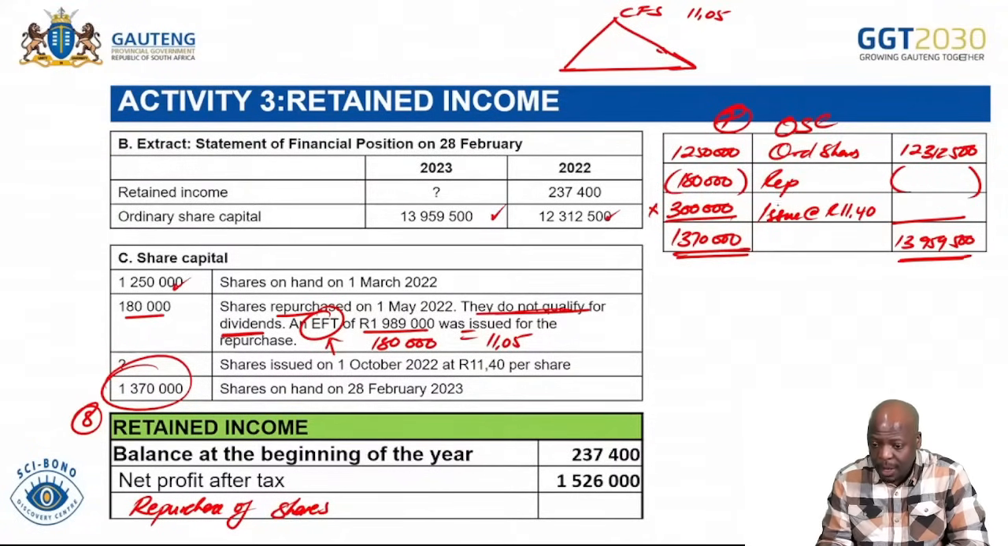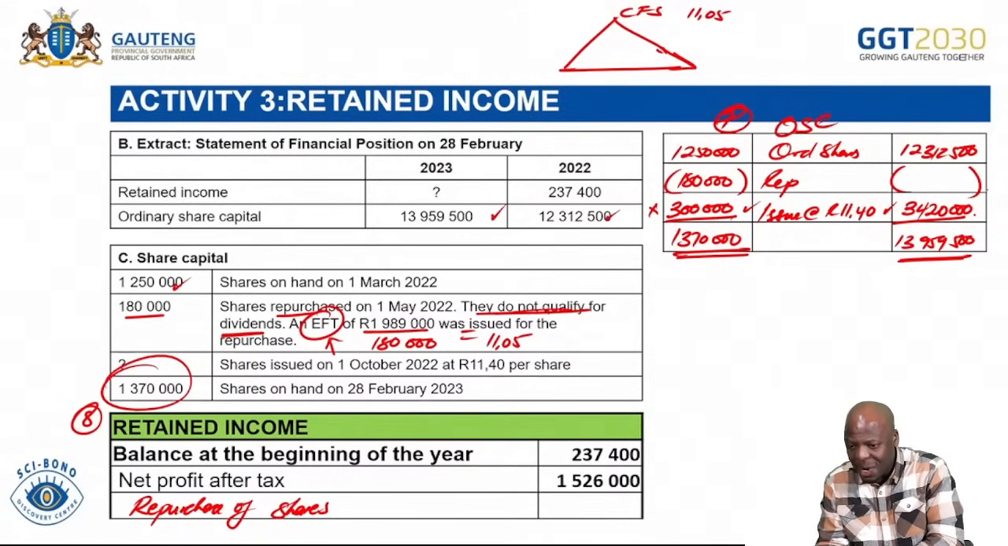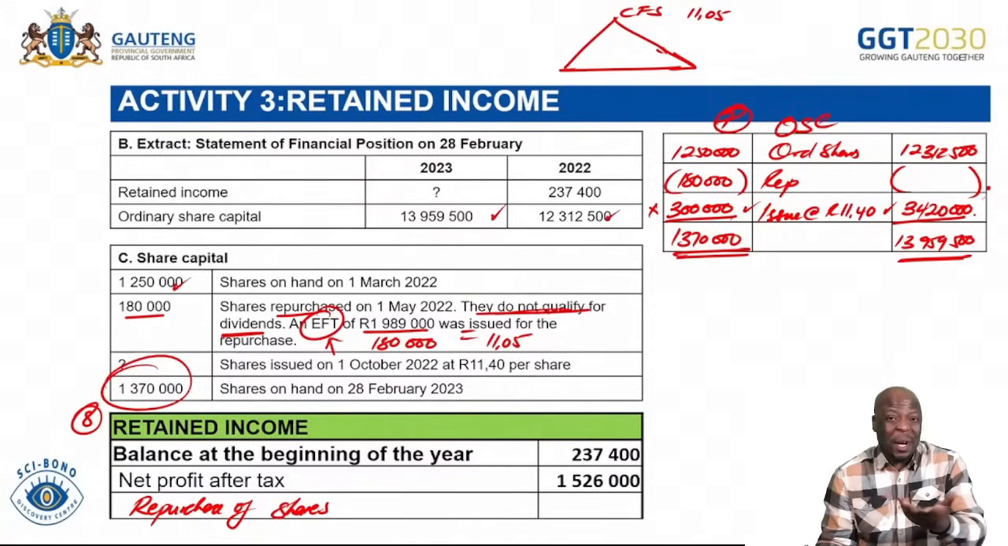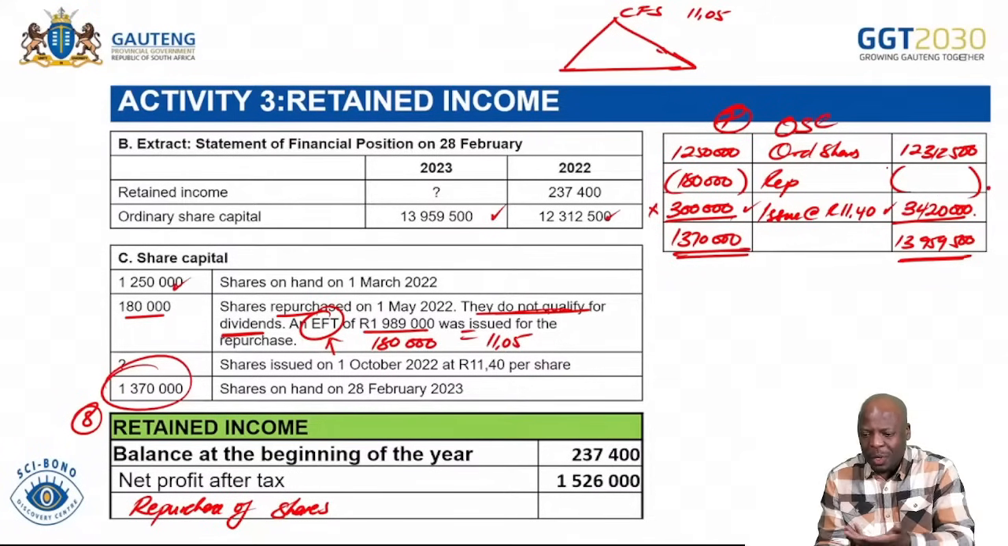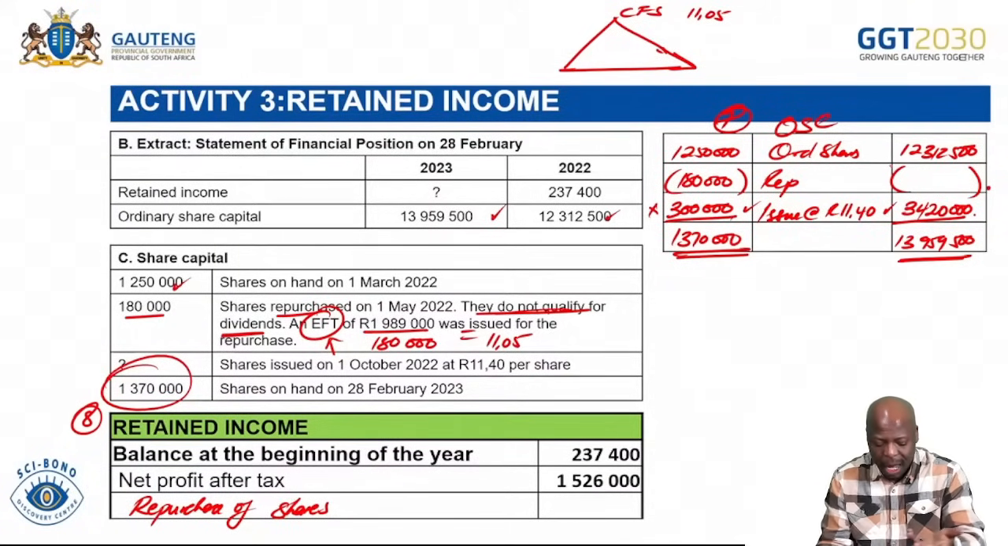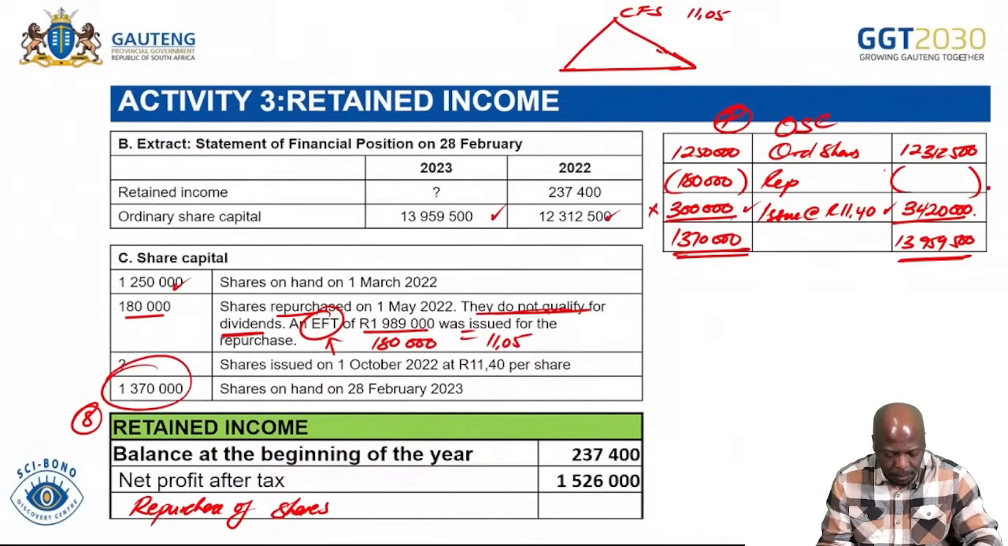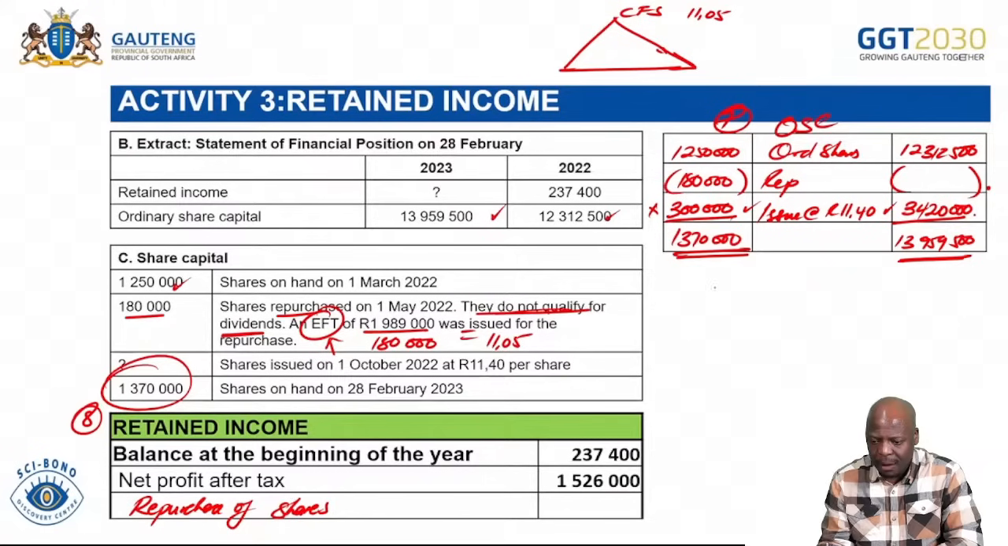So I'll come here now and I'll say here we've issued 300,000 shares at 11 rand 40. Quickly now, 300,000 multiply by 11 rand 40. How much are you gonna get? 3,420,000. Thank you. Now we can get this one now. It depends on how you want to do it. If you want to do the reverse calculation, or if you want to calculate the average price, you can still calculate the average price in this case. All right. How do you calculate the average price?